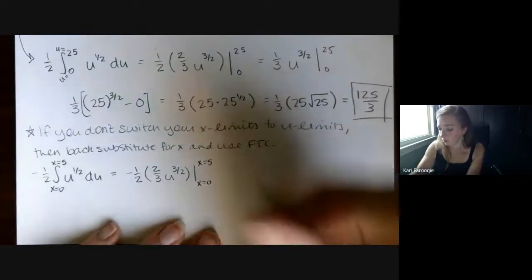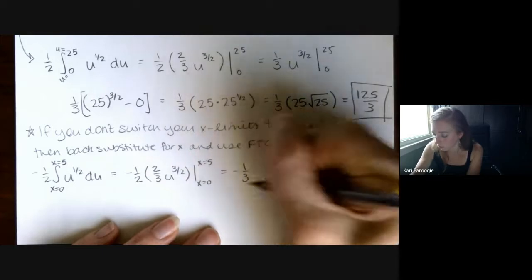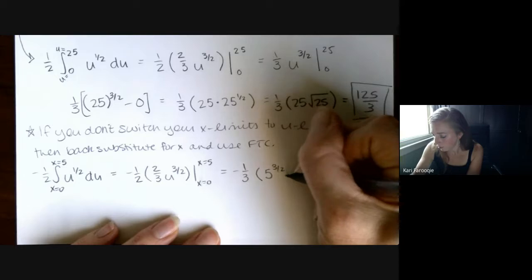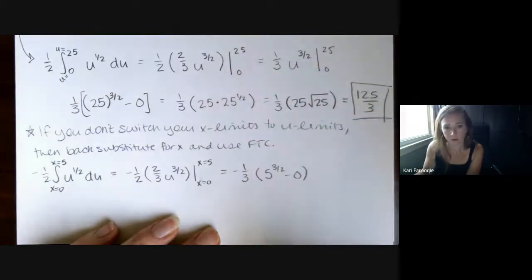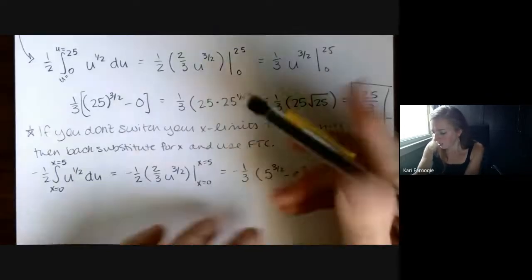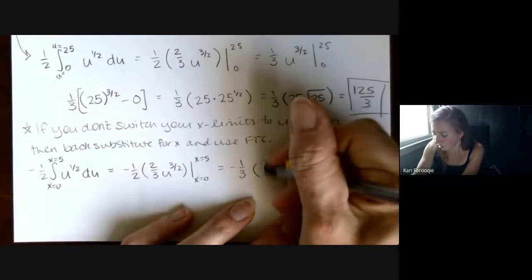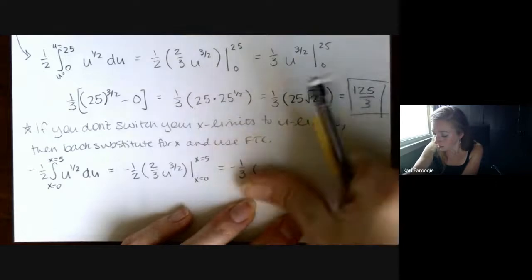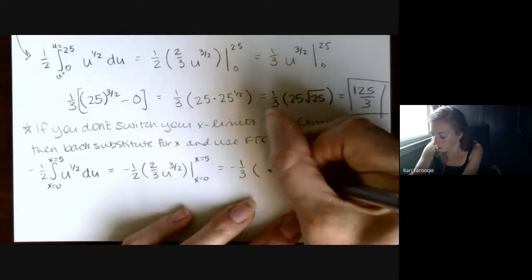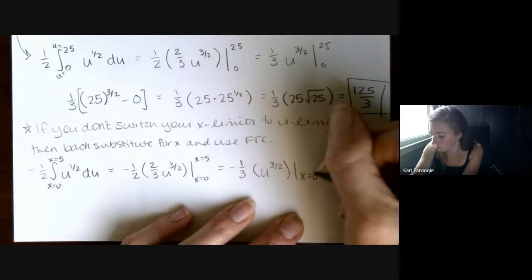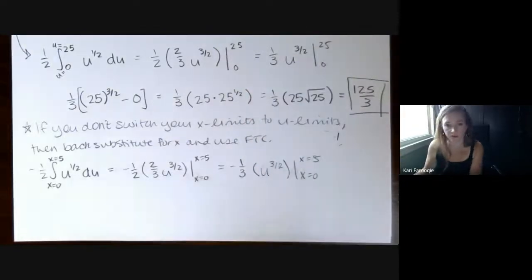And then this would leave you with -1/3, and then 5 to the 3/2 minus 0. Oh, wait, I'm missing a negative. Oh, I didn't back substitute, that's why. See, it's like I can't even try to back substitute, even when I want to. -1/3 u to the 3/2. Sorry, getting ahead of myself. X equals 0 to x equals 5.